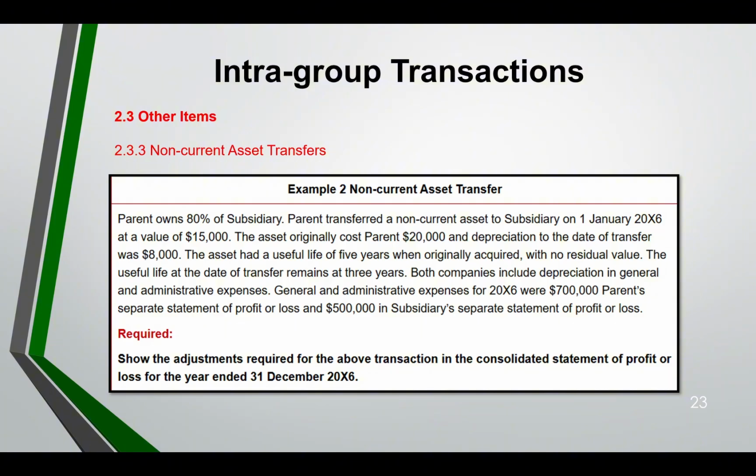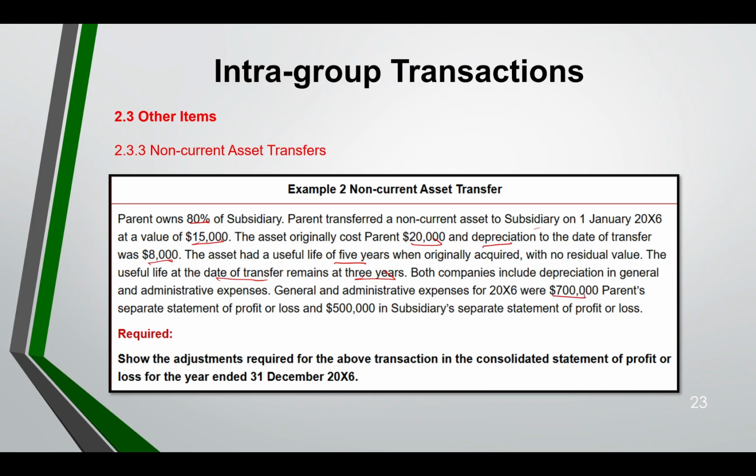This is an example of that. Parent owns 80% of subsidiary. Parent is transferring a non-current asset to the subsidiary for 15,000. The original cost of the asset is 20,000 to the parent. Depreciation is 8,000. Useful life is 5 years. Useful life remaining at the date of transfer is 3 years. Both companies include depreciation in general and admin.